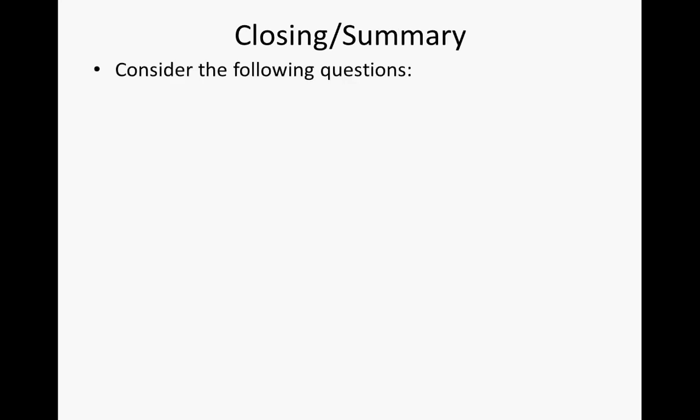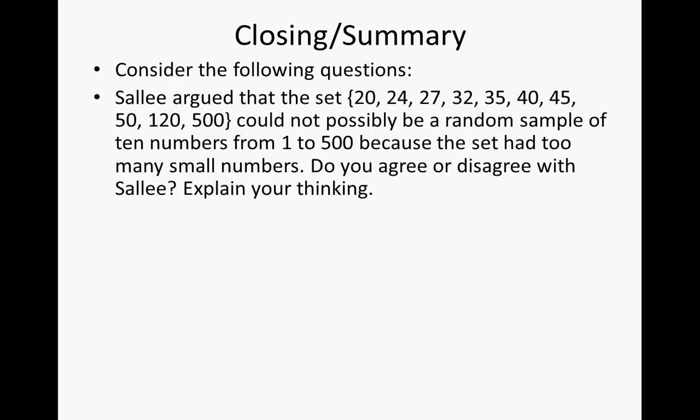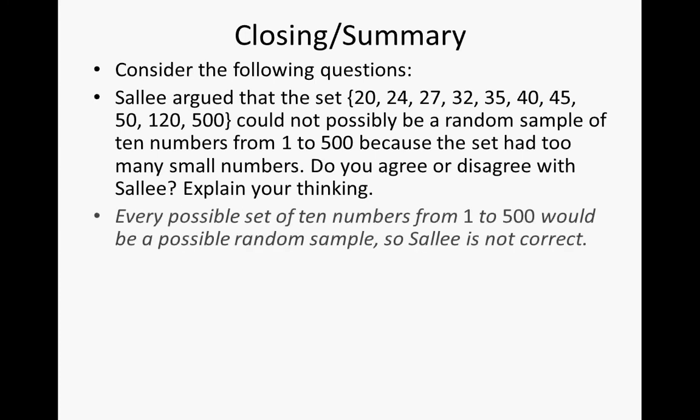All right, let's wrap this up. So consider the following questions. Sally argued that the set 20, 24, 27, 32, 35, 40, 45, 50, 120, and 500 could not possibly be a random sample of 10 numbers from 1 to 500 because the set had too many small numbers. Do you agree or disagree with Sally? Explain your thinking. Well, every possible set of 10 numbers from 1 to 500 would be a possible random sample, so Sally is not correct.